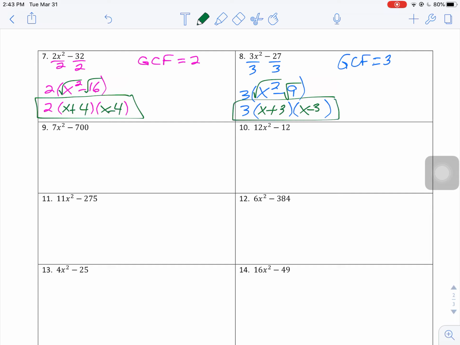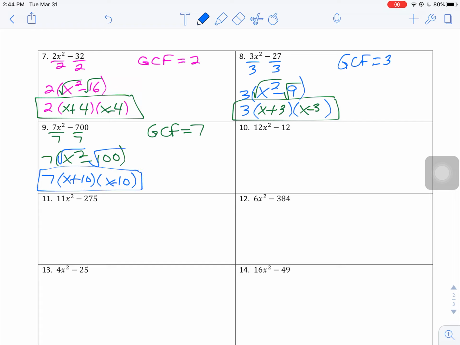On number 9, is there a GCF other than 1? Yes, it's a 7. So divide out 7 in the front. Looking at your leftovers in the parentheses, it's a difference of two perfect squares because it's subtraction and both of the terms are perfect squares. Drag down your 7 in front, and then square root of x squared is x. Square root of 100 is 10. Make one positive, make one negative.